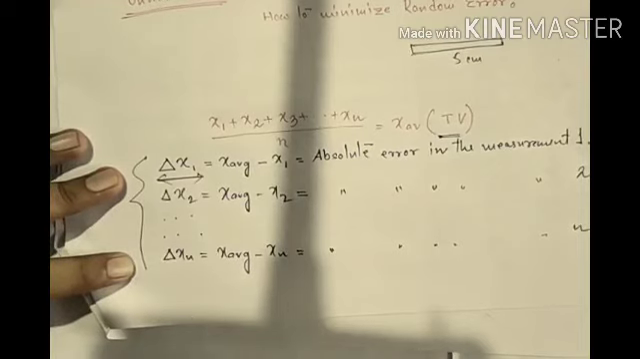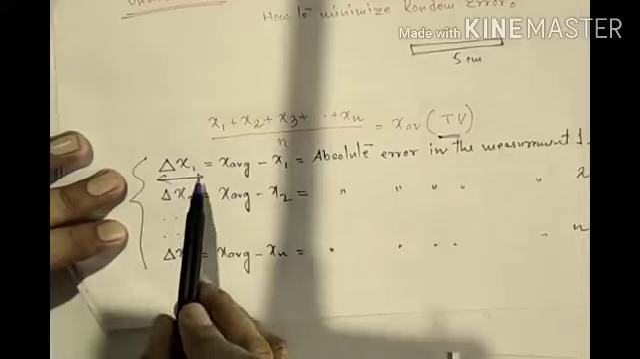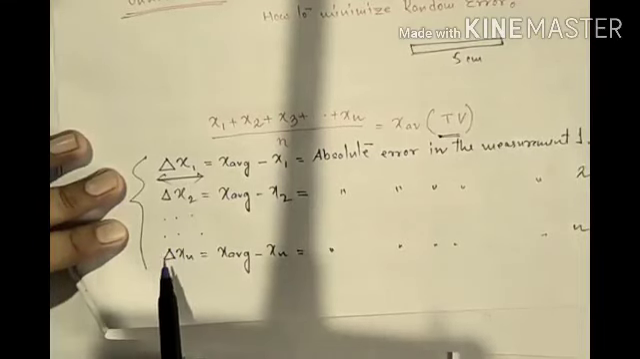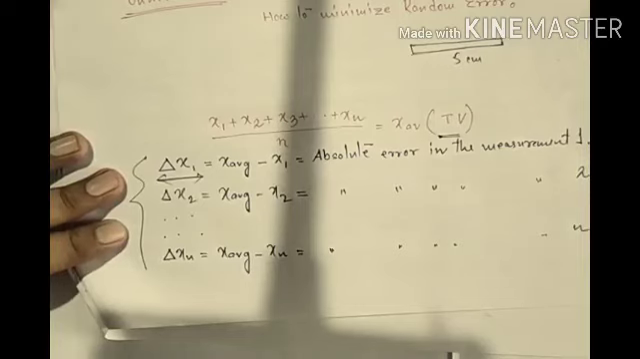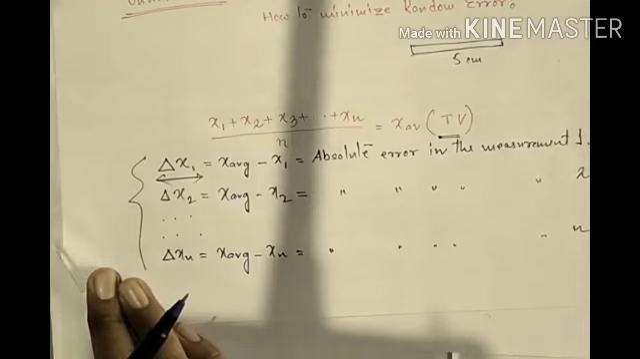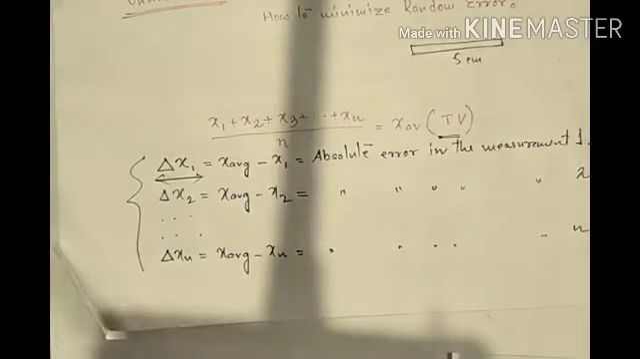So if I take n times measurement, if I measure the length of the pen 5 times, then I will have delta x1, delta x2, delta x3, delta x4, delta x5. So I will have 5 absolute errors. Now out of these 5 absolute errors, which one is best? Which one to consider?